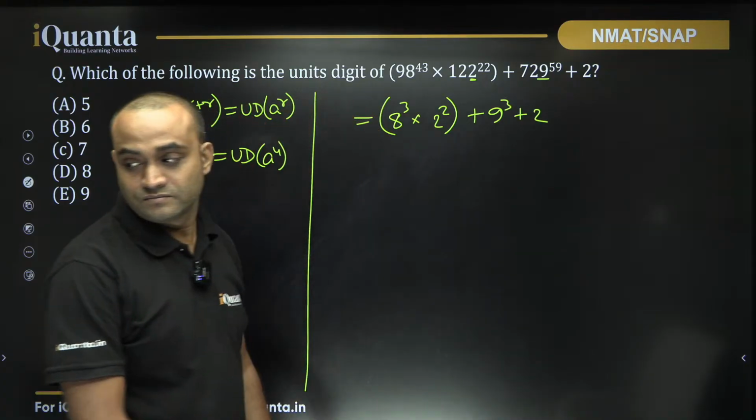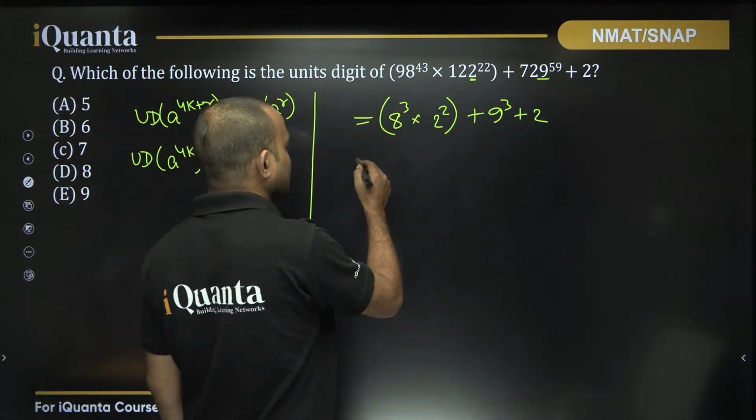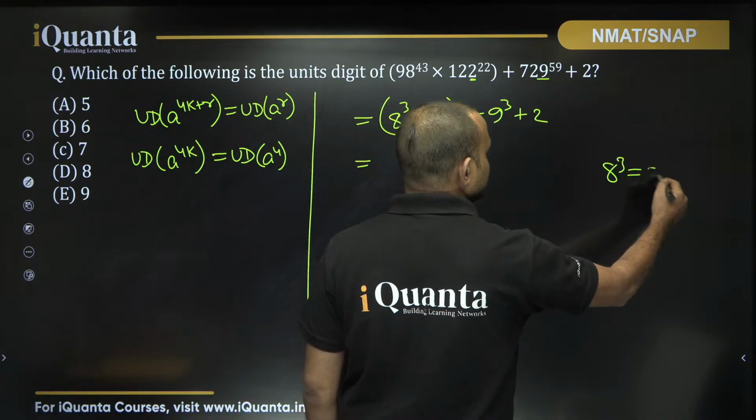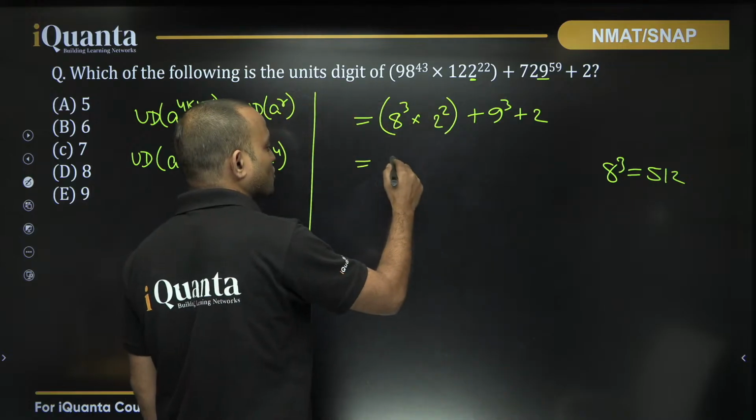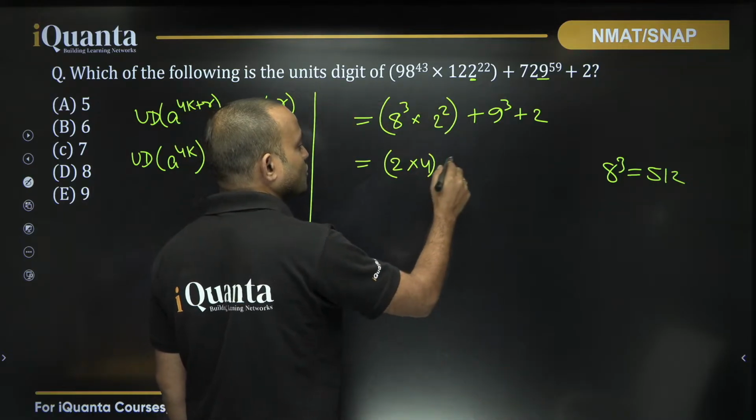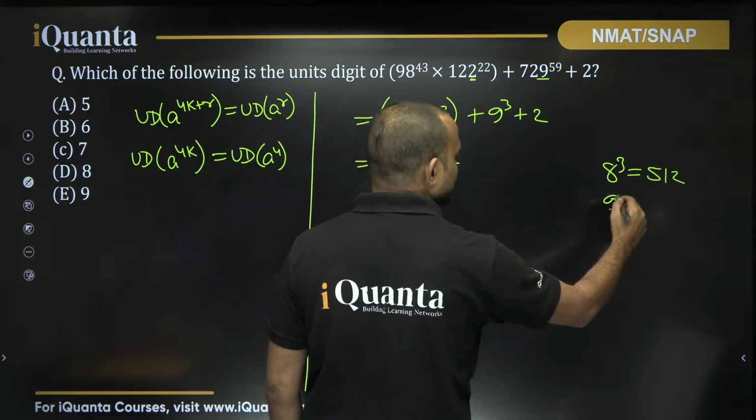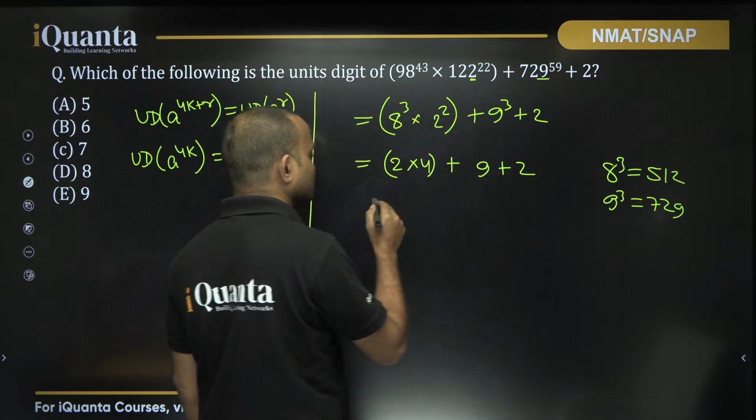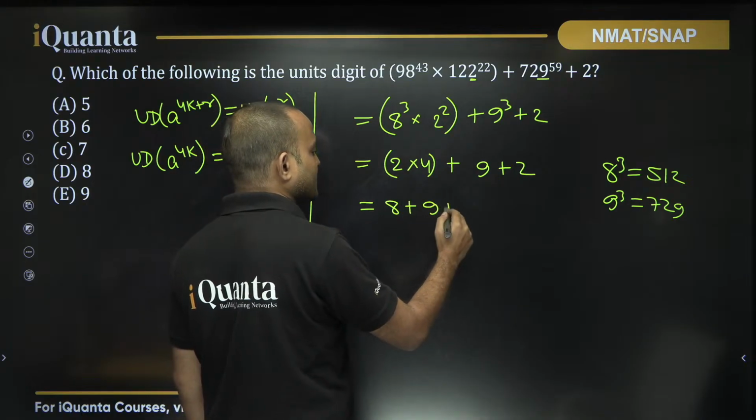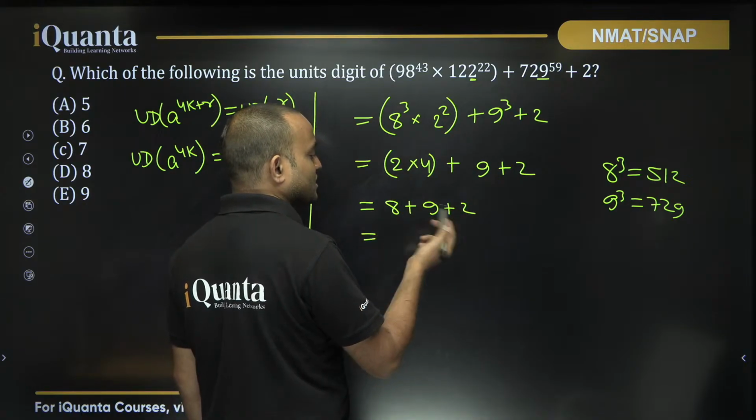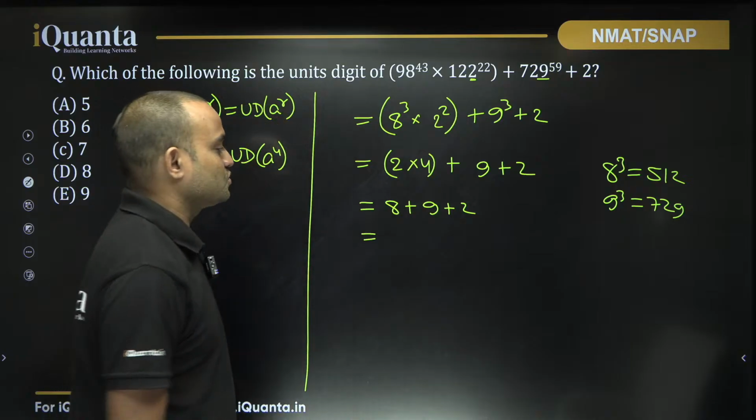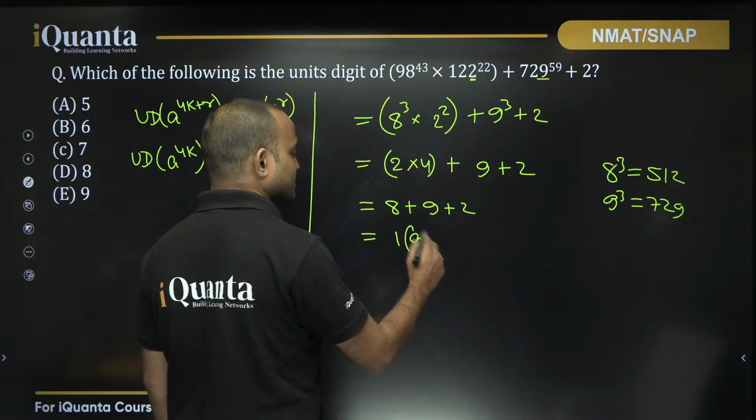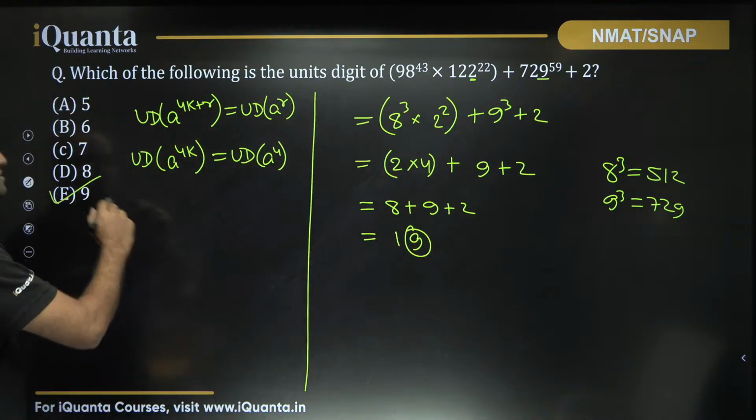This is what we get. Now 8 cube is 512, right? What is 8 cube? 8 cube is equal to 512. So take 2 from here. This will be 2 plus 9 cube. 9 cube is equal to 729. So unit digit will be 8 plus 9 plus 2. 8 plus 9, 17 plus 2, 19. So unit digit will be 9, and our answer is option E.